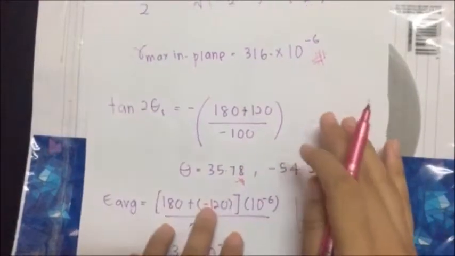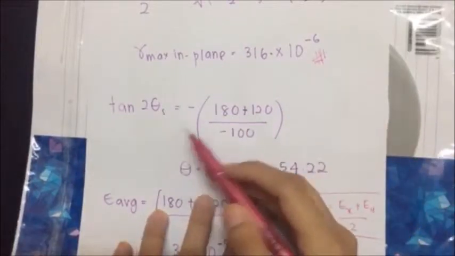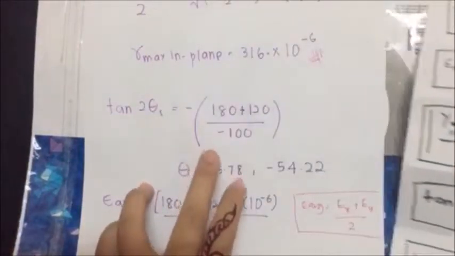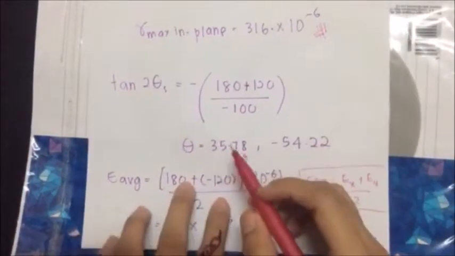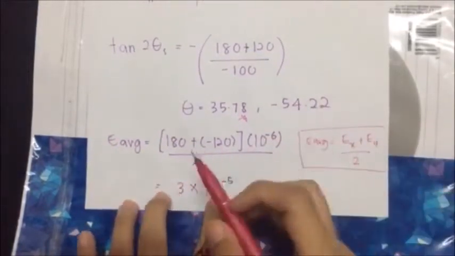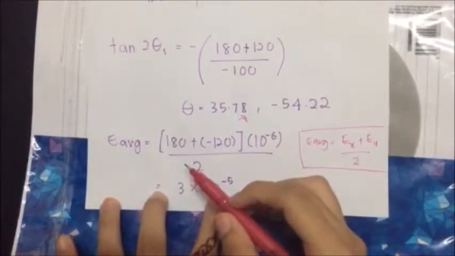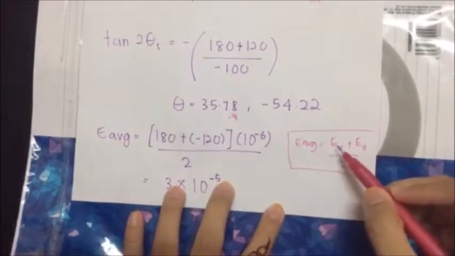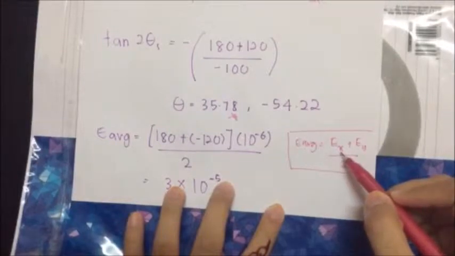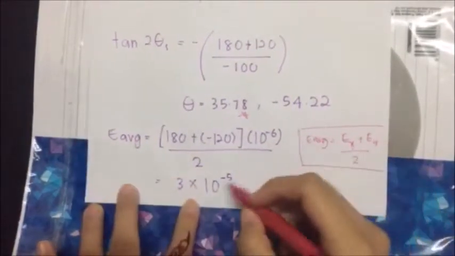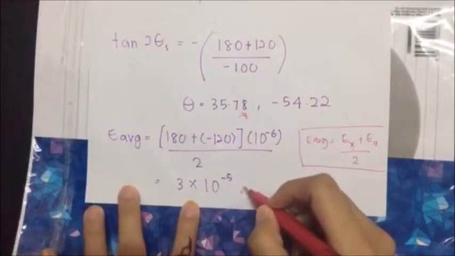To complete the answer, as usual, you need to find the angle. By using this formula, you just substitute the values and you get the answer, which is the angle is 35.78 degrees. To get the average normal strain, you just need to use this equation, which is normal strain along the x direction plus normal strain along the y direction, just divide by 2. And then you will get the answer, which is 3 times 10 to the power of negative 5.